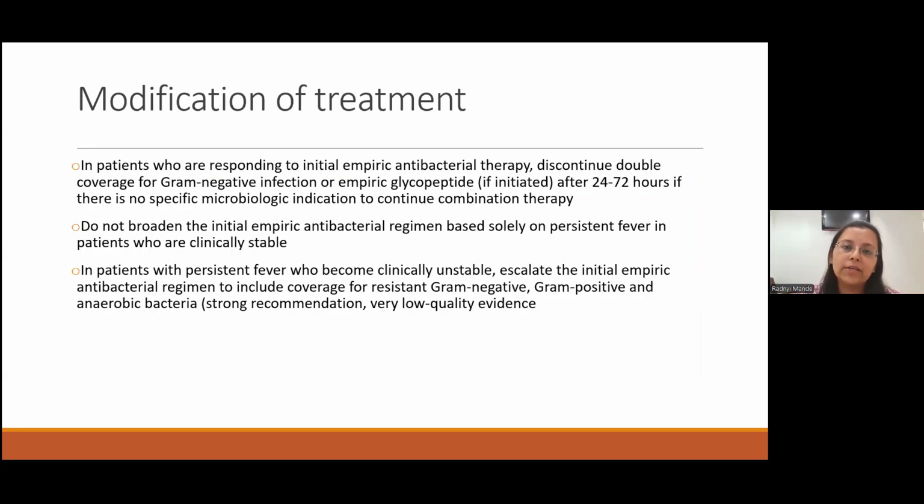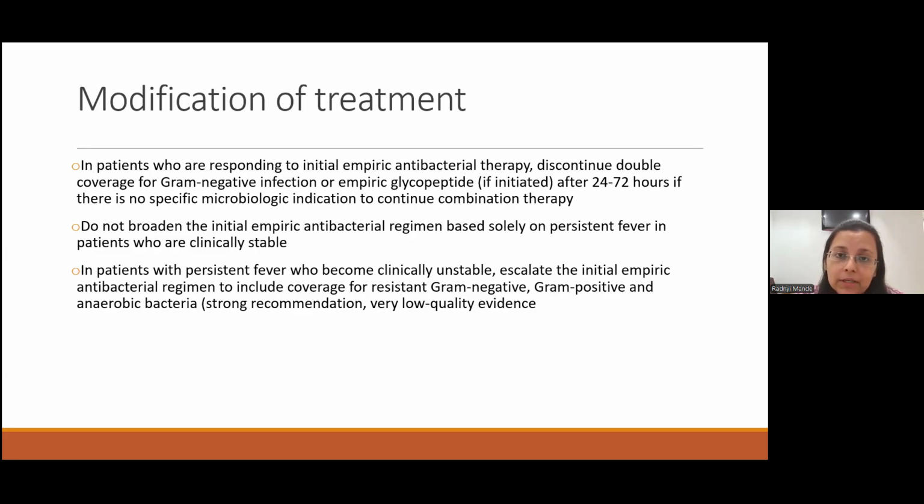So how do you modify treatment in these either high risk or low risk patients? Initially, as I mentioned, at baseline when they come to us, we send a blood culture and we get the report of the blood culture within 48 hours. If the 48 hour blood culture is negative, the patient is afebrile for 24 hours, and counts are recovering, then be it high risk FN or low risk FN, we can stop the antibiotics.